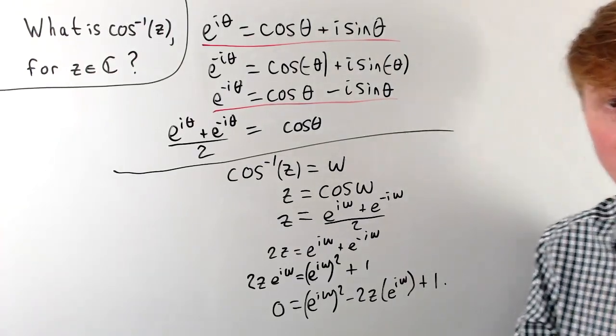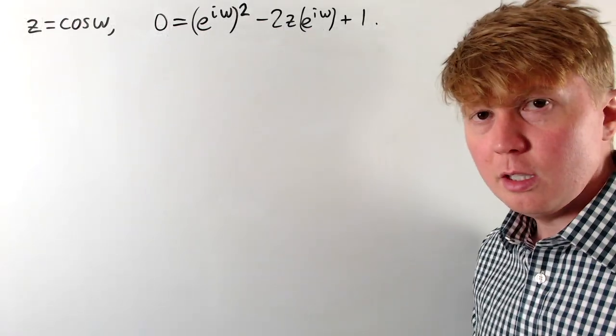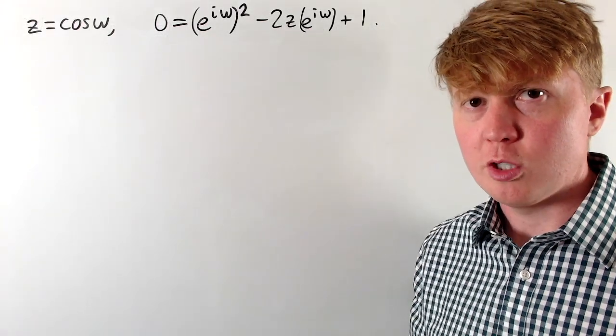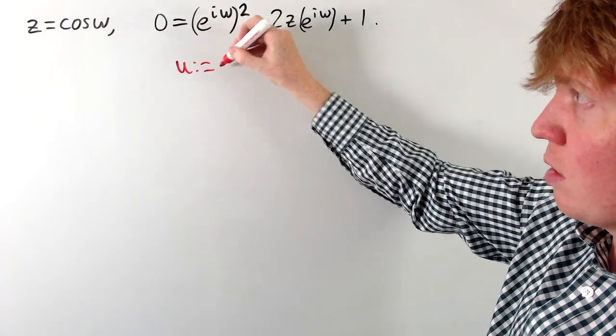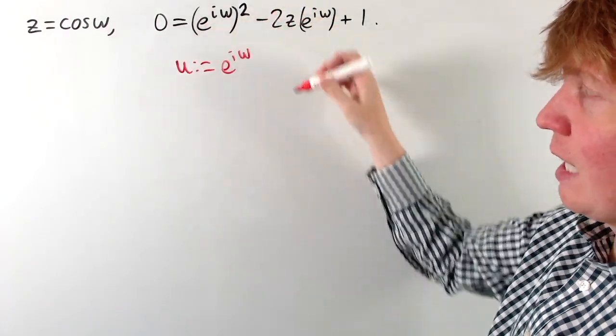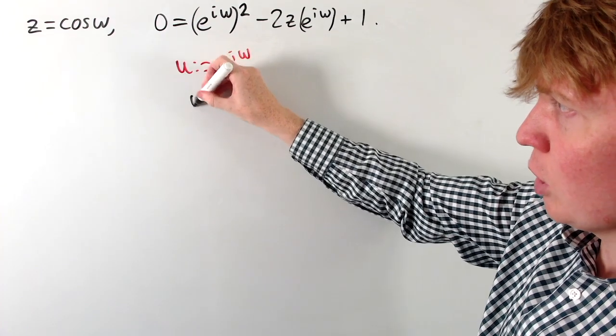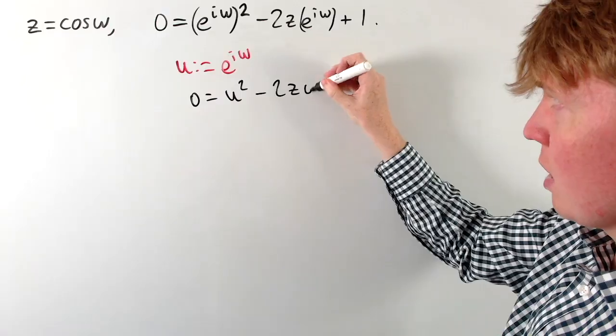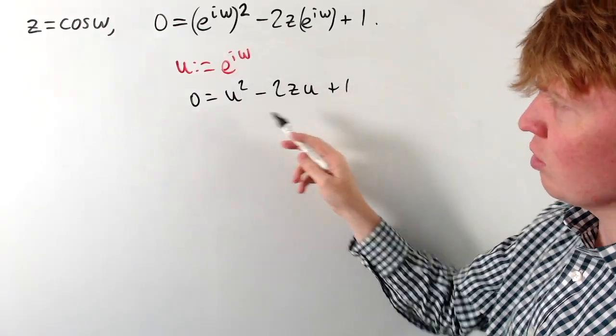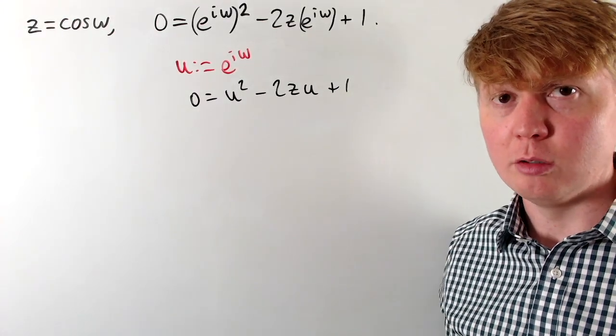And to make things a little bit nicer to work with, we can do a substitution here where we introduce a new variable. So we can say that u is defined to be e to the i times w. Then the equation becomes much nicer. You've got 0 equals u squared minus 2zu plus 1. So you can see this is just a quadratic we need to solve for u.